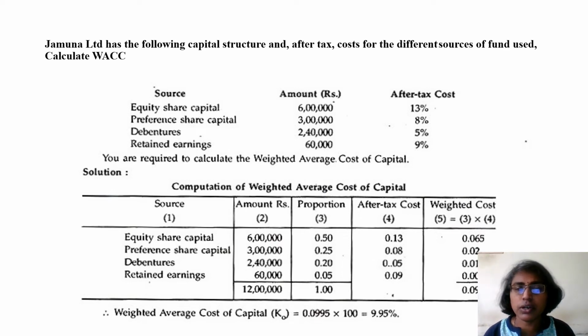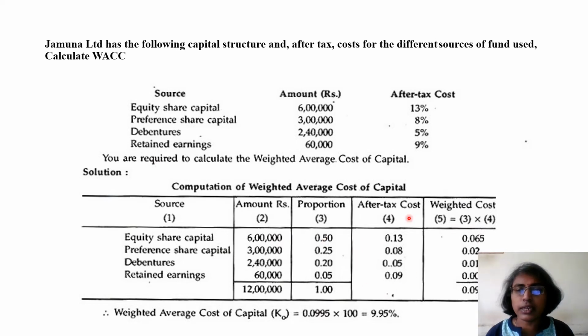The next thing is we need to find out the weight. Weight is nothing but the proportion. The proportion from which each and every source is mobilized. For example, how to calculate the weight or proportion for equity share capital is the 6 lakhs divided by the total 12 lakhs. Out of 12 lakhs, what is the weight of equity share capital or proportion of equity share capital? So 6 lakh by 12 lakhs is 0.5. Similarly, 3 lakhs by 12 lakhs comes around 0.25. Then similarly, 2.4 lakhs divided by 12 lakhs comes around 0.2, and 60,000 divided by 12 lakhs comes around 0.05. So this is the total weight or proportion of each and every source of the fund.